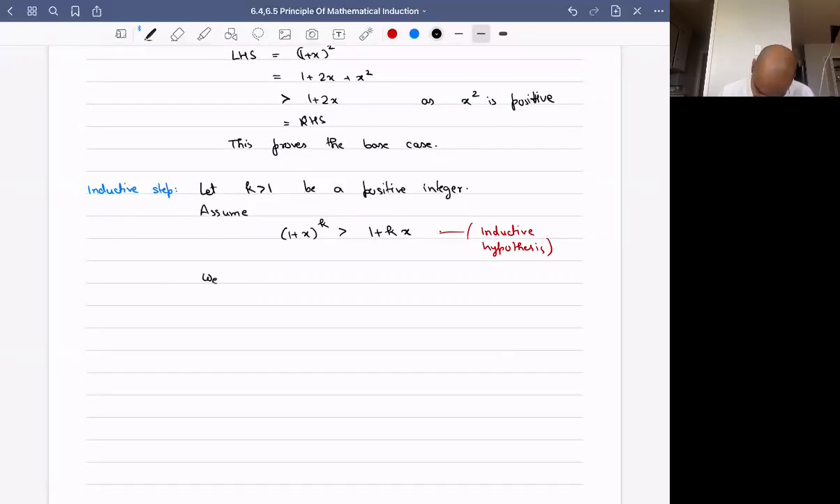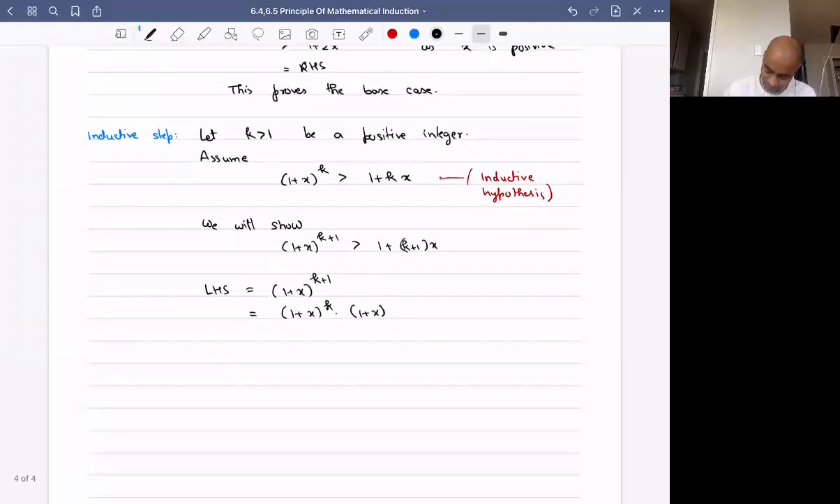Now we will show that 1 plus x to the k plus 1 is greater than 1 plus k plus 1 times x. So again, I'll start with the left hand side. The left hand side is 1 plus x to the k plus 1, which is 1 plus x to the k times 1 plus x. That's just by definition. Then now I'll use the induction hypothesis to get 1 plus kx times 1 plus x. So now I need to be careful with the reasoning here.